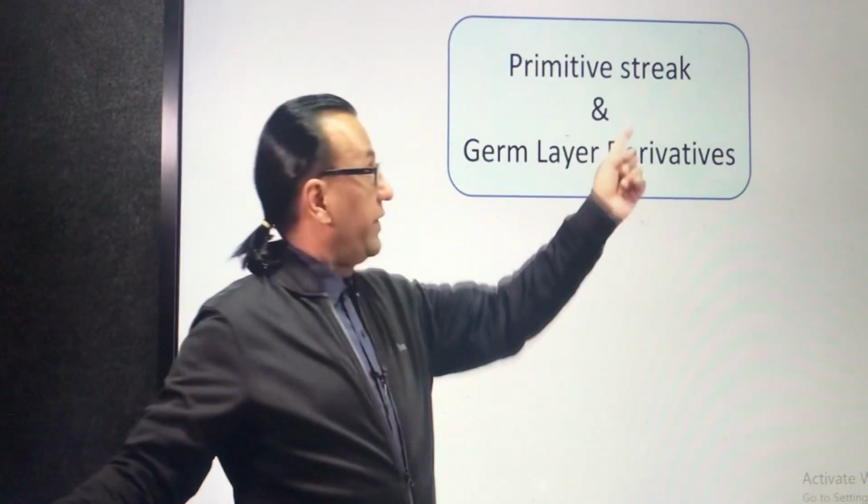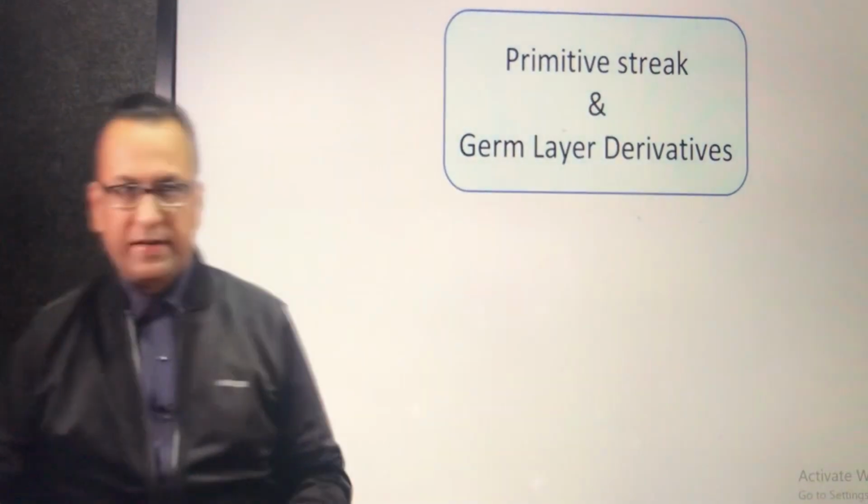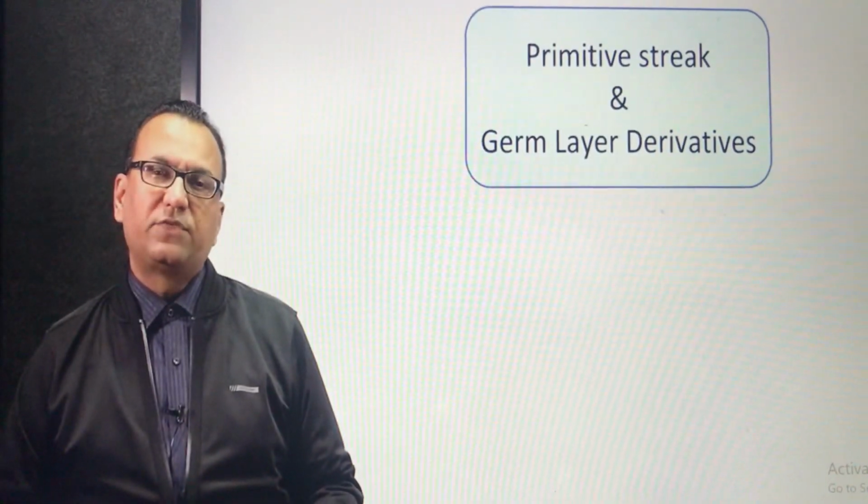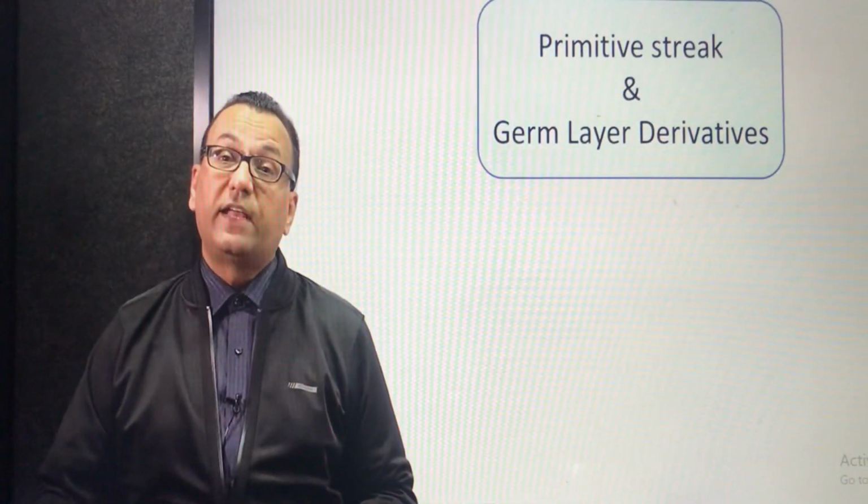About the primitive streak and the germ layer derivatives. After gastrulation, we have seen there are some germ layers formed and we want to know their derivatives now.